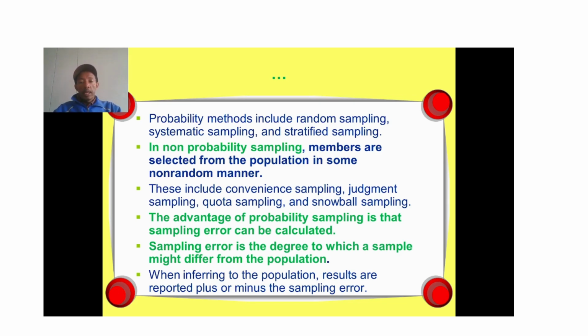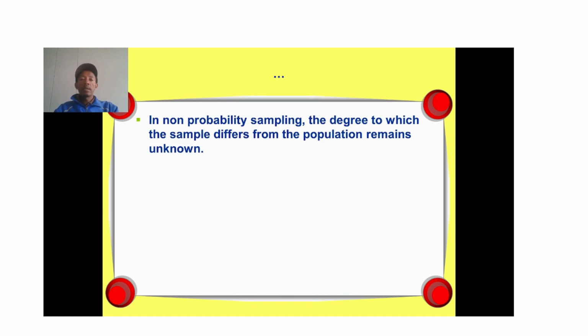The advantage of probability sampling is that the sampling error can be calculated. The sampling error is simply the degree to which a sample may differ from the population, the discrepancy between population parameter and sample characteristics. When inferring the population, results are reported plus or minus the sampling error. In non-probability sampling, the degree to which the sample differs from the population remains unknown. We do not know for sure the difference between the population parameter and the sample parameter.